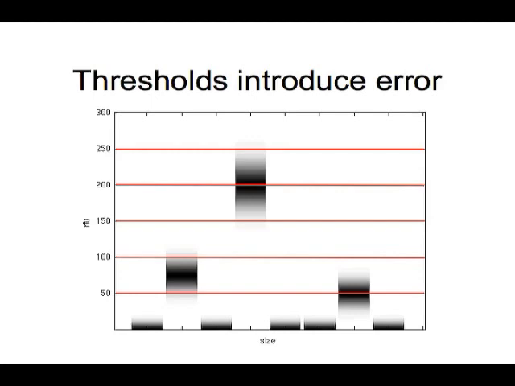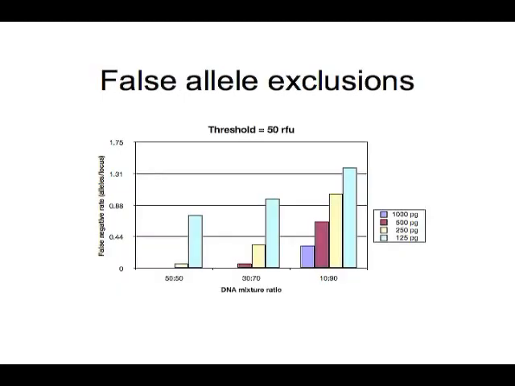Now, those probability distributions did not have any error until you drew a threshold. The result of this error, next slide, is false allele exclusions.